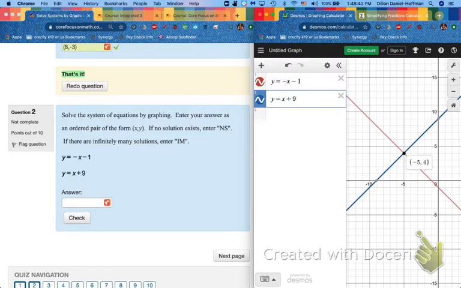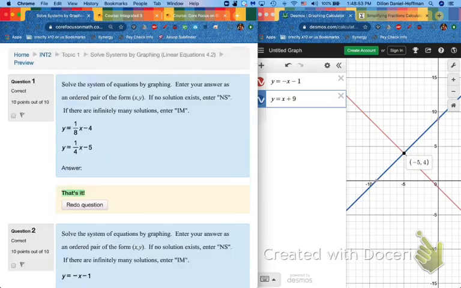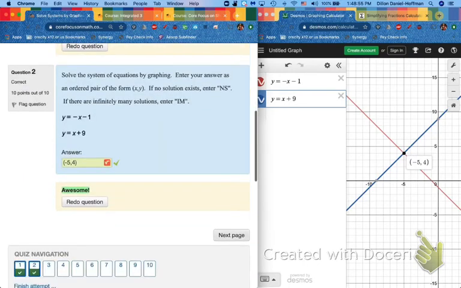So these two cross at (-5, 4). So again, using parentheses, I do (-5, 4). And again, not that your answer is (-5, 4). Yours is whichever numbers match your problems.